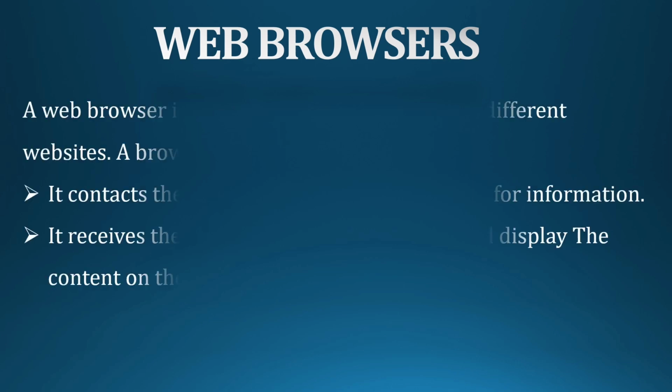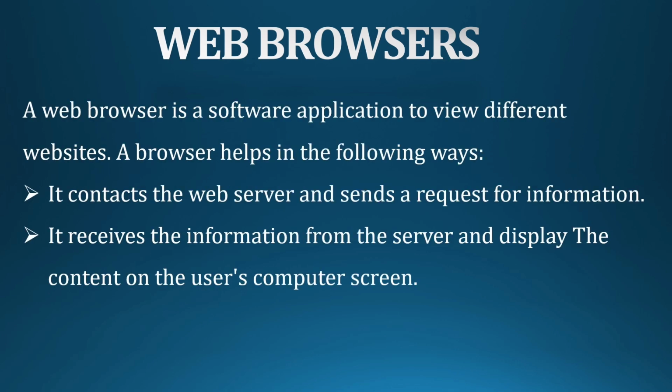Next is web browsers. A web browser is a software application to view different websites. Browsers are primarily intended to access the World Wide Web. They can also be used to access information provided by web servers, because your files and folders, texts, pictures, graphics, everything is located on some computers far away from you, known as web servers. So what do web browsers do? Web browsers contact the web server and send a request for information, and they receive the information from the server and display the content on the user's screen.